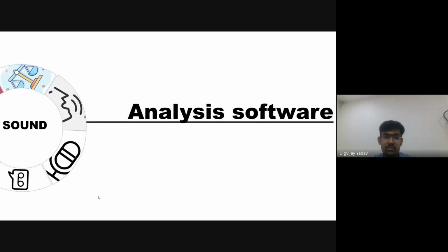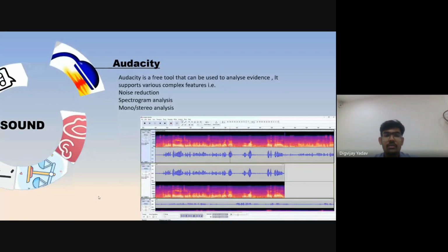Next is the analysis software. So in this webinar, I have taken open source software that is easily available. There are basically three softwares that are widely famous for analyzing sound. First is Audacity, second is Sonic Visualizer, and third is Praat. All three have their capabilities and their disadvantages. So I'll be shifting to Audacity first.